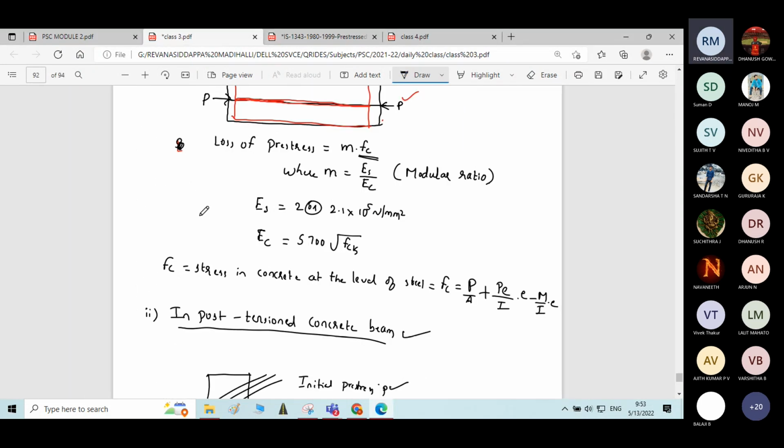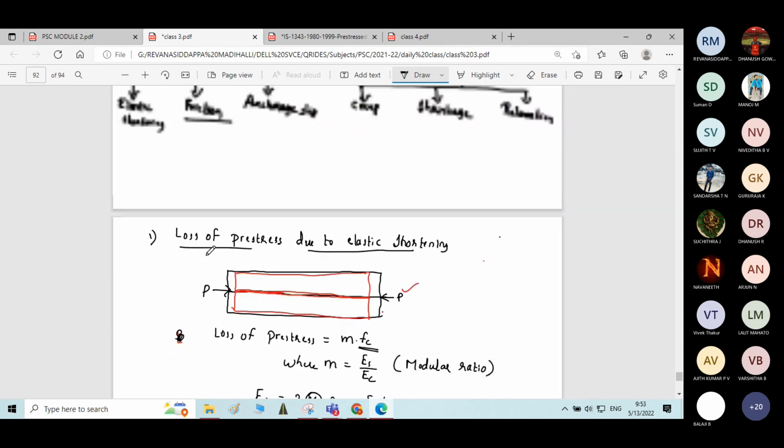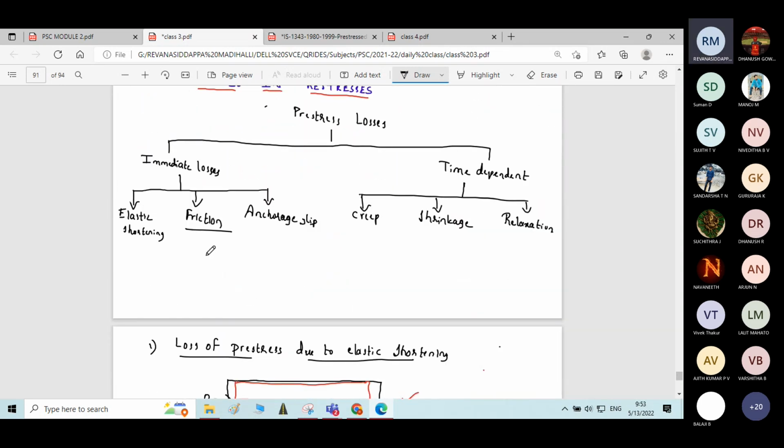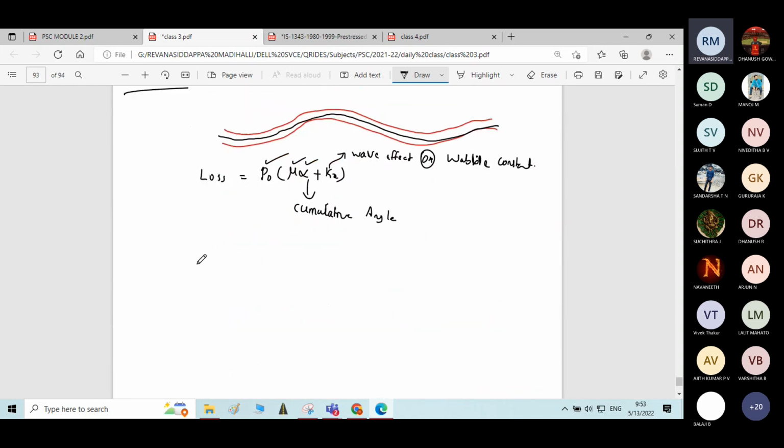Now, loss due to friction is over. Then what is the next type of loss? The third one, loss due to anchorage slip.